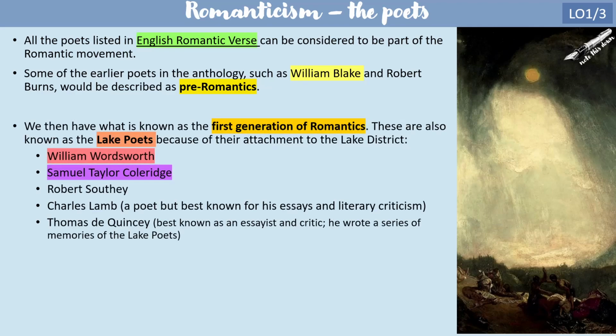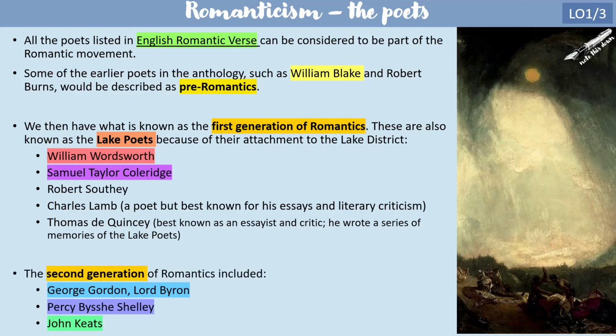And then we have our first generation of Romantics, also called the Lake poets because of their attachment to the Lake District, who are William Wordsworth, Samuel Taylor Coleridge, Robert Southey, Charles Lamb and Thomas de Quincey. And in our collection we study Blake, Wordsworth, and we don't study Coleridge anymore. The second generation of Romantics include Lord Byron, Percy Shelley and John Keats.